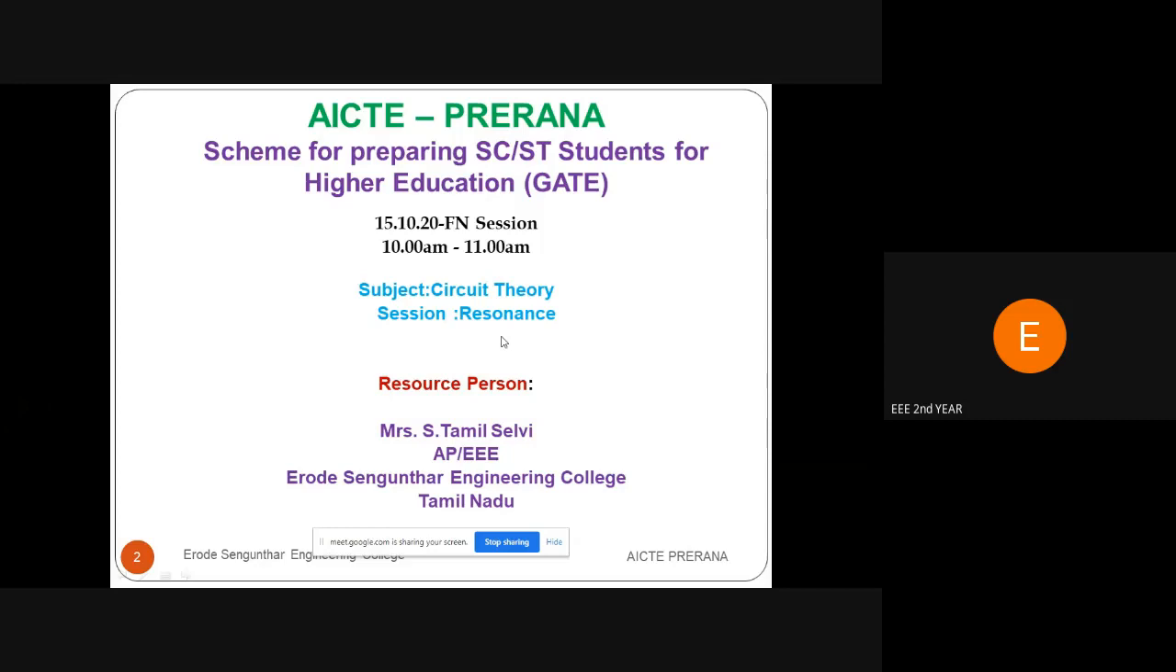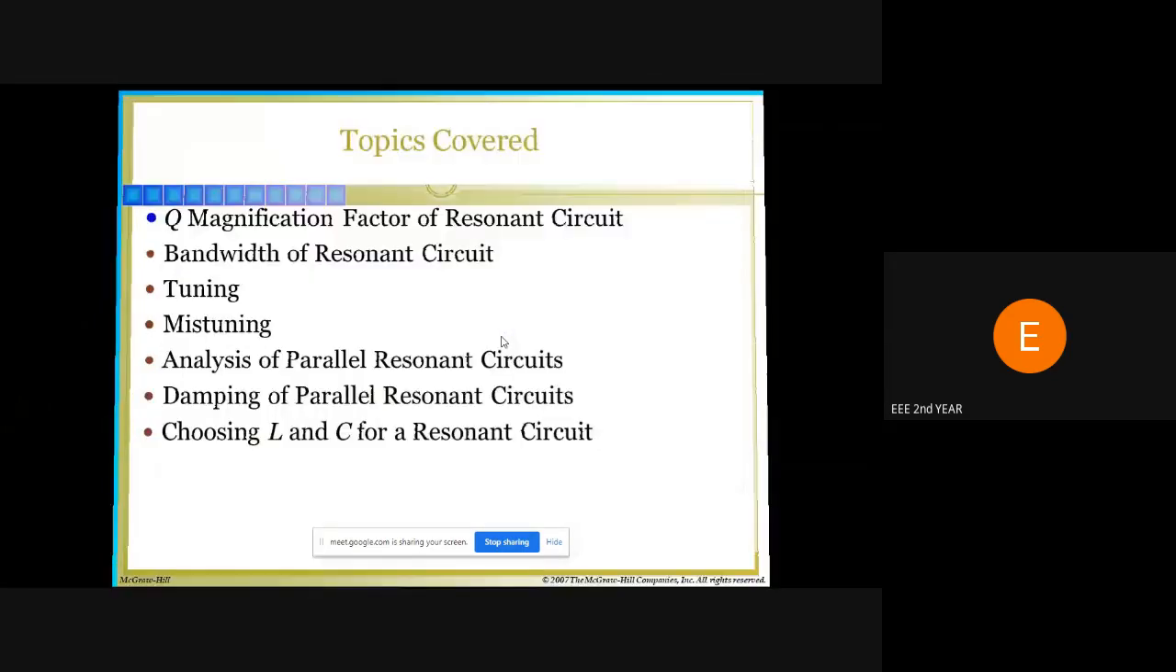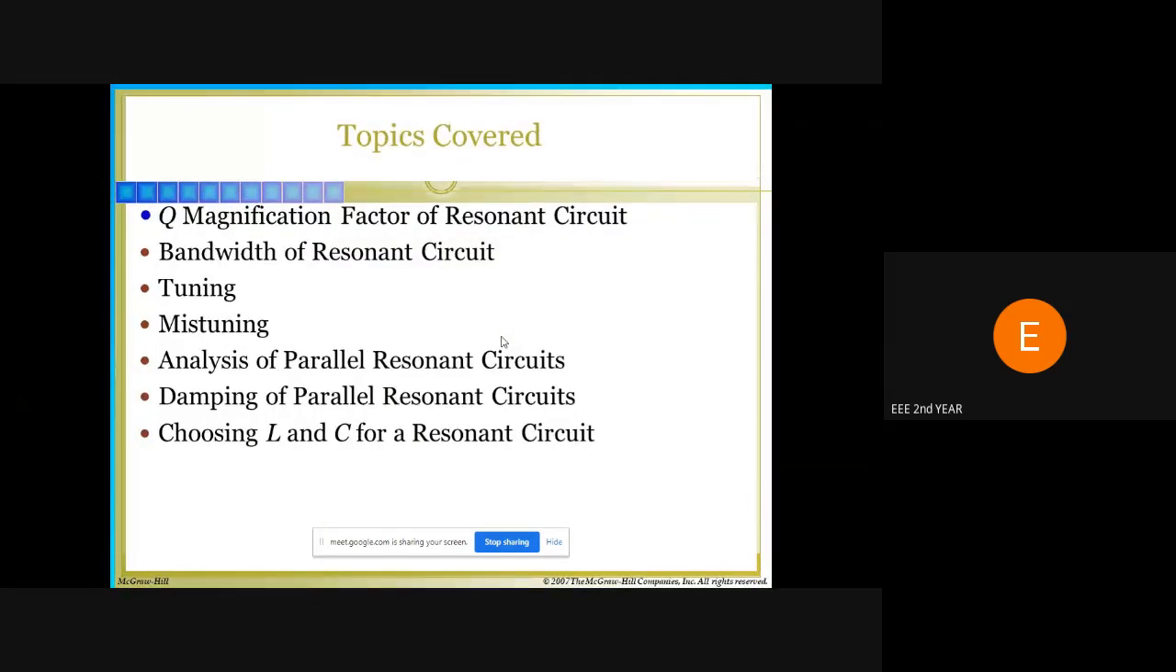Today we will discuss the topic of resonance. First of all, we have to know what is meant by resonance. These are the topics we are going to cover: Q magnification factor of a resonance circuit, bandwidth of a resonance circuit, and tuning, then analysis of a parallel resonance circuit, damping of parallel resonance, and choosing L and C of a resonance circuit.